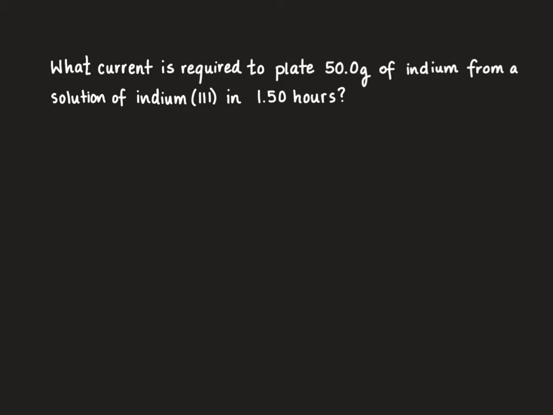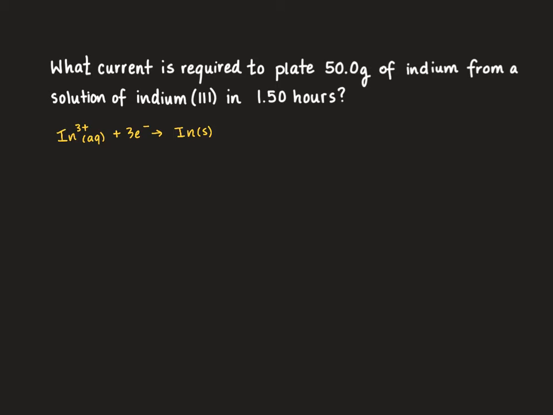So to start this problem, same as every problem, we're going to write our half reaction. In this case, indium-3 is going to gain 3 electrons to form indium solid. So we have a 1 to 3 mole ratio of our electrons. Once we have our half reaction, we can get going on our problem.